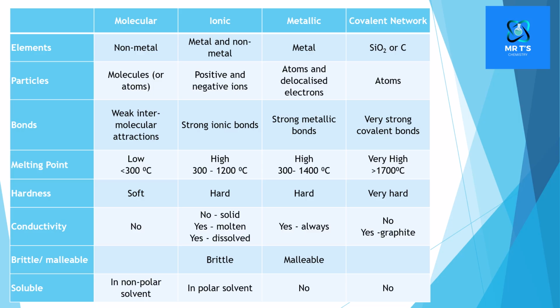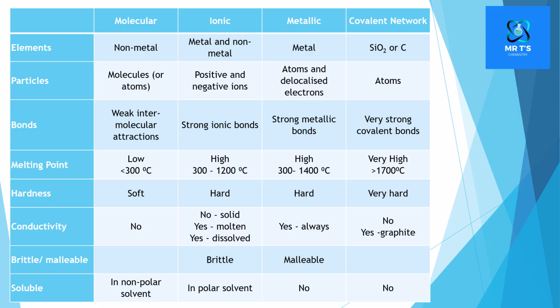We would expect molecular solids to have a melting point lower than 300 degrees Celsius. Ionic solids have a higher melting point, say between 300 to 1200 degrees Celsius, and metallic also are higher. Some metallic, like mercury, have a really low melting point, but generally they have higher melting points. Covalent networks have very high melting points. Again, for the properties, molecular should be soft, ionic hard because they're stronger bonds, like metallic. Then covalent networks are very hard because they have very strong bonds.